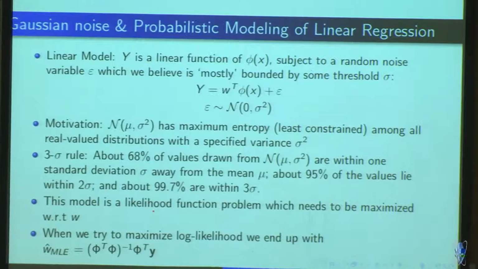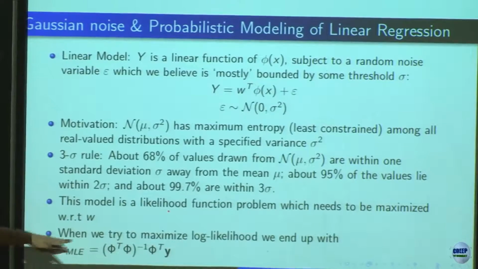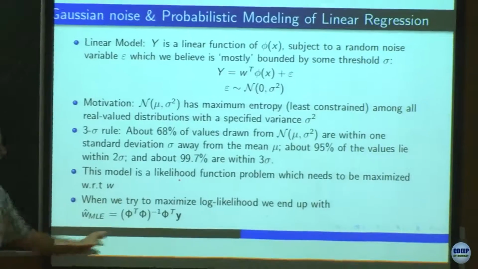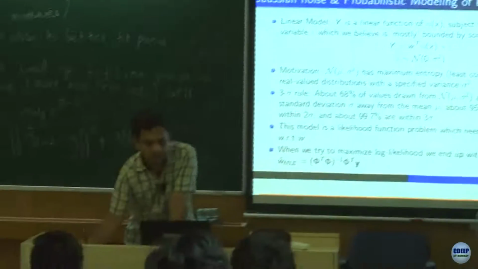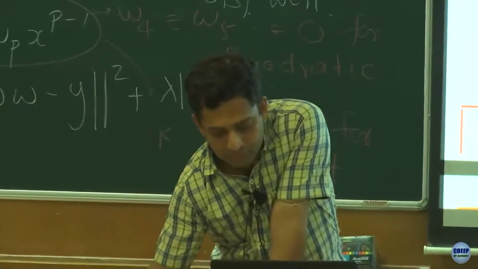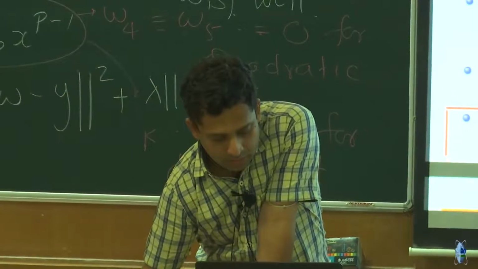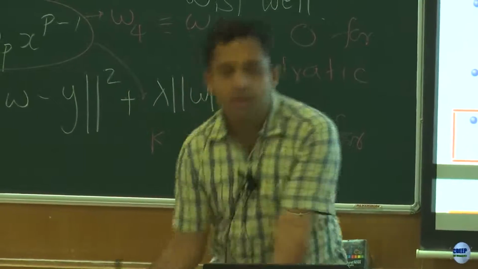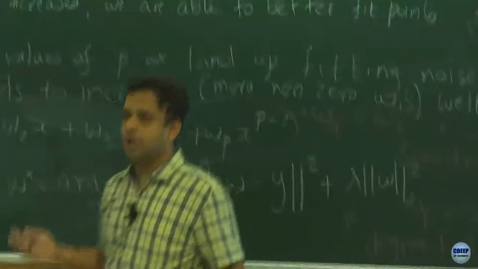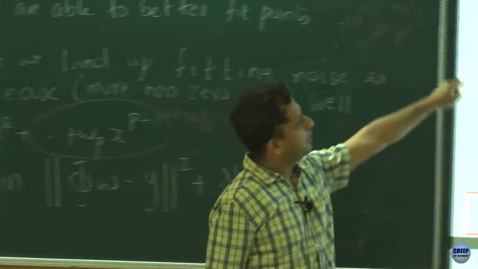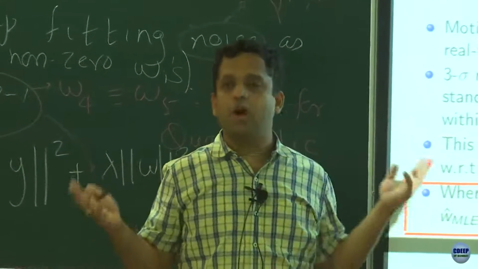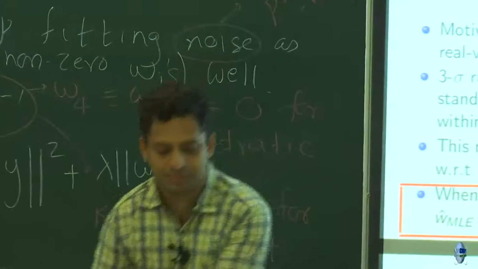Okay, so now it turns out that when we try to maximize this log likelihood, so now I'll explain what log likelihood is, but it turns out that the solution is the same. This is the summary of where we are heading. Phi transpose phi inverse, phi transpose y. This is exactly the least square solution. So under these assumptions, if we try and maximize the likelihood, the log likelihood, we get the same solution.